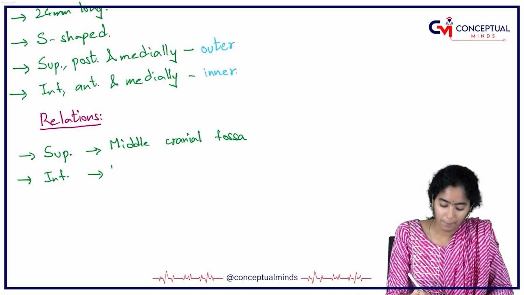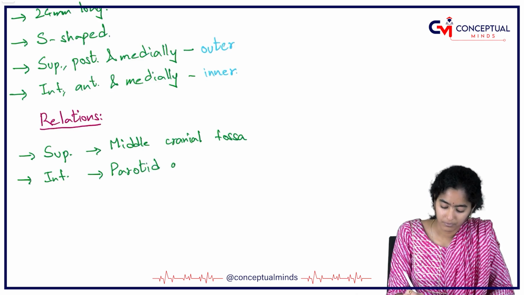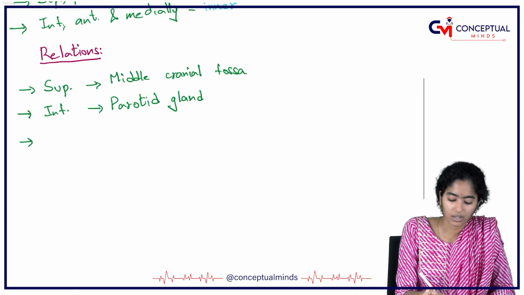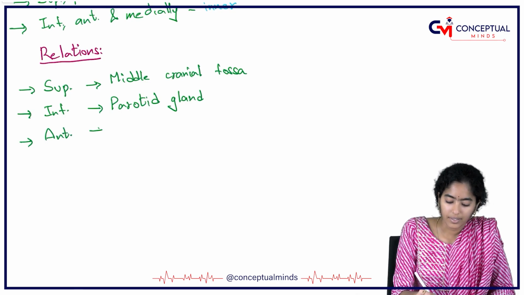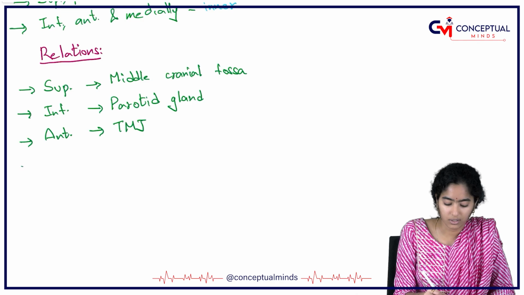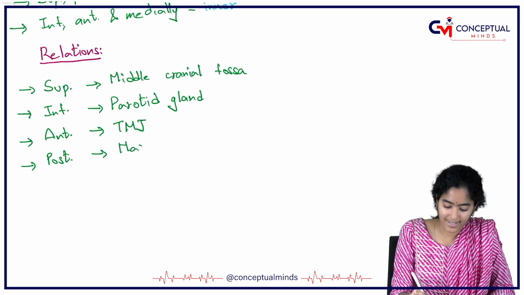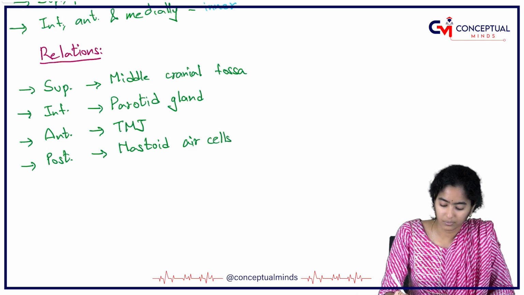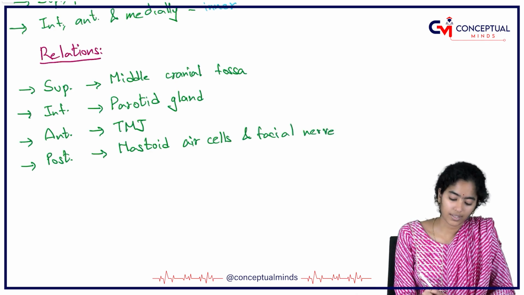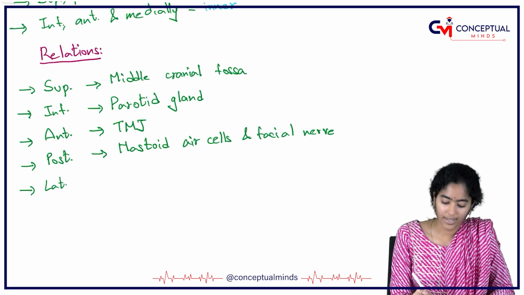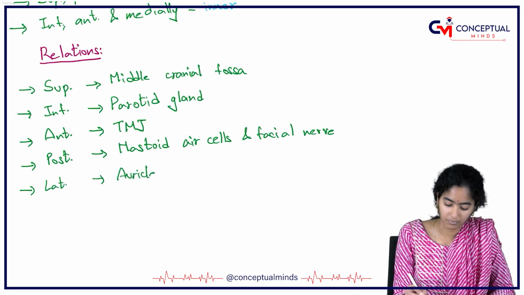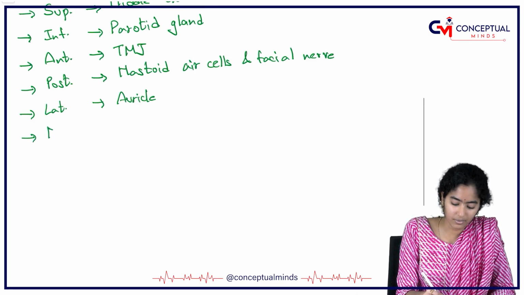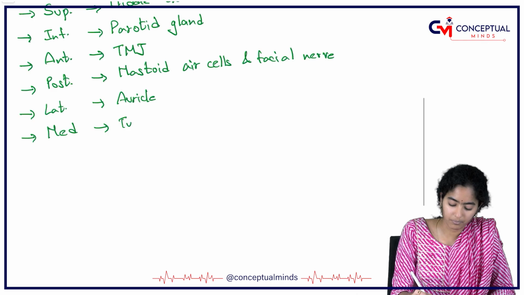Inferiorly, there is the parotid gland. Anteriorly, the temporomandibular joint is present. Posteriorly, mastoid air cells along with the facial nerve are present. On the lateral side, we have the auricle, and on the medial side is the tympanic membrane.